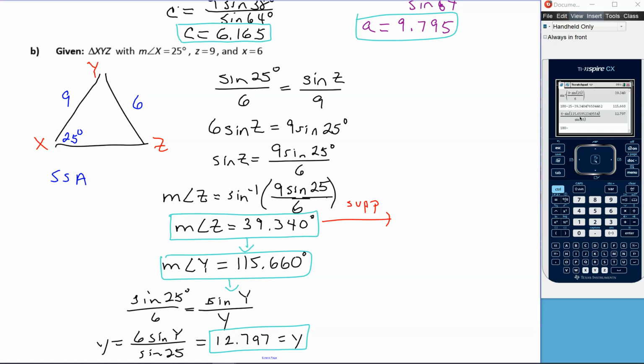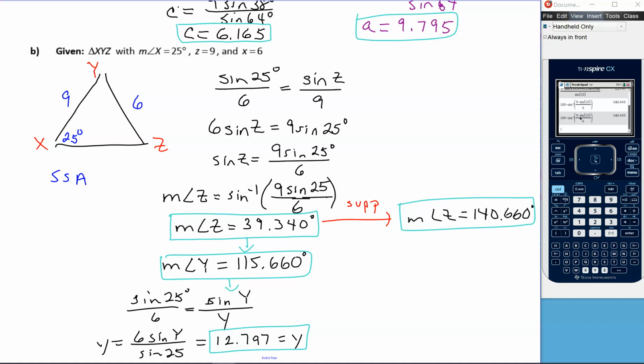To do this easily on your calculator without a rounding error, I'm going to type in 180 minus, and then I'm going to cursor up to that previous calculation that we did, sine inverse of 9 sine 25 over 6, and press enter. It's going to insert it in the place after the minus sign, which gives us 140.660. When we solve an SSA case triangle, we'll always assume that there is a second solution.